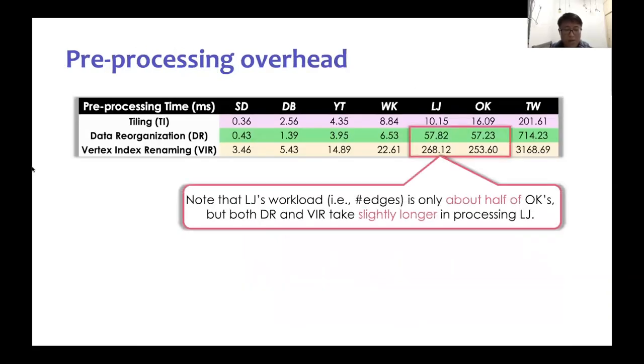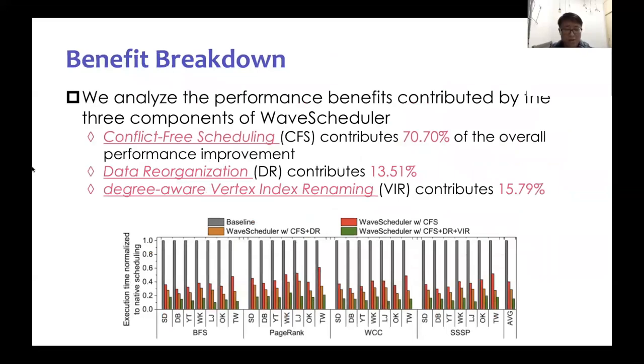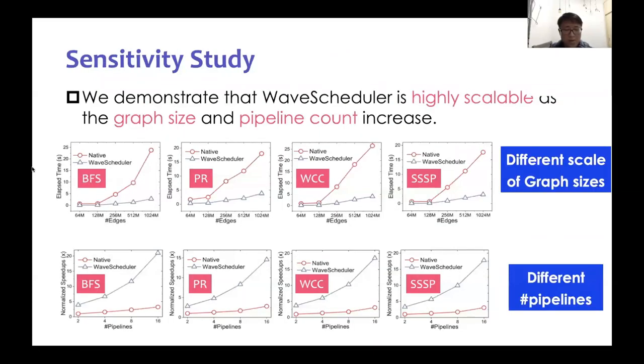Second, we analyze the overhead introduced by our pre-processing technique for such graphs. All the pre-processing times appear to be reasonable. More important is that even with the pre-processing overhead included, Weave Scheduler is still faster than native scheduling HEGP and foreGraph. Third, we analyze the performance benefits contributed by its three techniques. We also demonstrate that Weave Scheduler is highly scalable as the graph size and pipeline count increase.